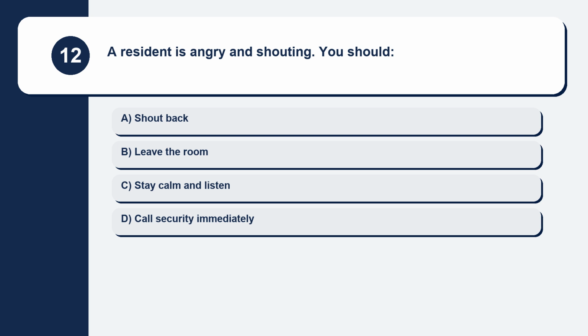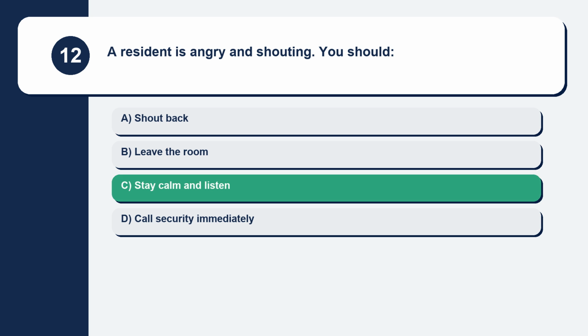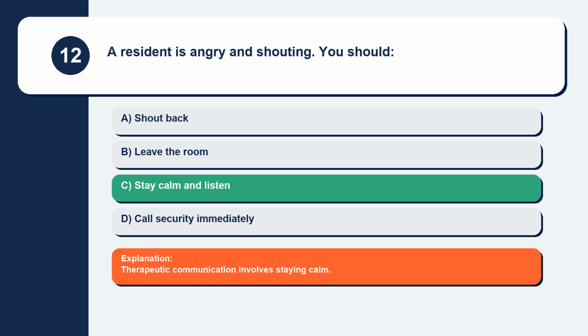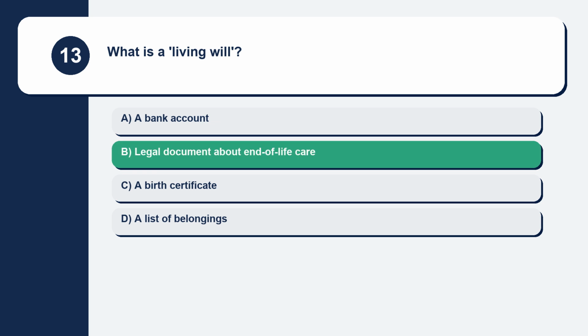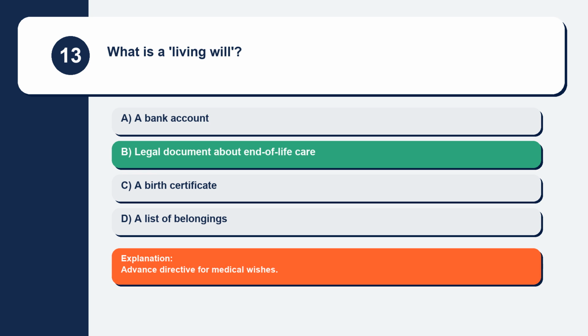Question 12. A resident is angry and shouting. You should shout back, leave the room, stay calm and listen, call security immediately. Therapeutic communication involves staying calm. Question 13. What is a living will? A bank account, legal document about end-of-life care, a birth certificate, a list of belongings. Advance directive for medical wishes.